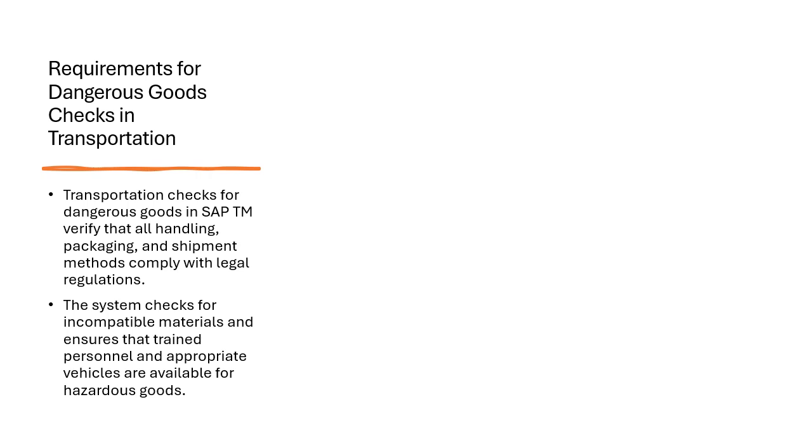And next is requirements for dangerous goods checks in SAP TM. SAP TM and SAP EHS perform checks to ensure that dangerous goods are transported safely and also comply with regulations. These checks consider factors like vehicle suitability, personnel training, and route compliance.